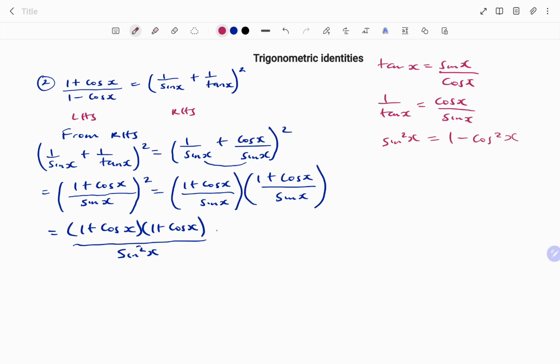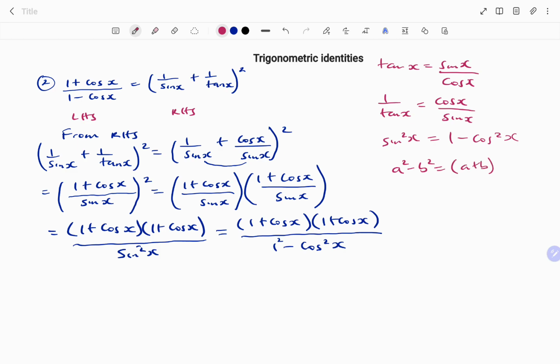And replacing that in the equation, this is equal to 1 plus cos x, 1 plus cos x, all over, we're going to change sine squared x to 1 minus cos squared x. We know that 1 is the same as 1 squared. So if we make this squared, using the difference of two squares, a squared minus b squared equals a plus b, a minus b. And in this example, our a is 1 and our b is cos x.